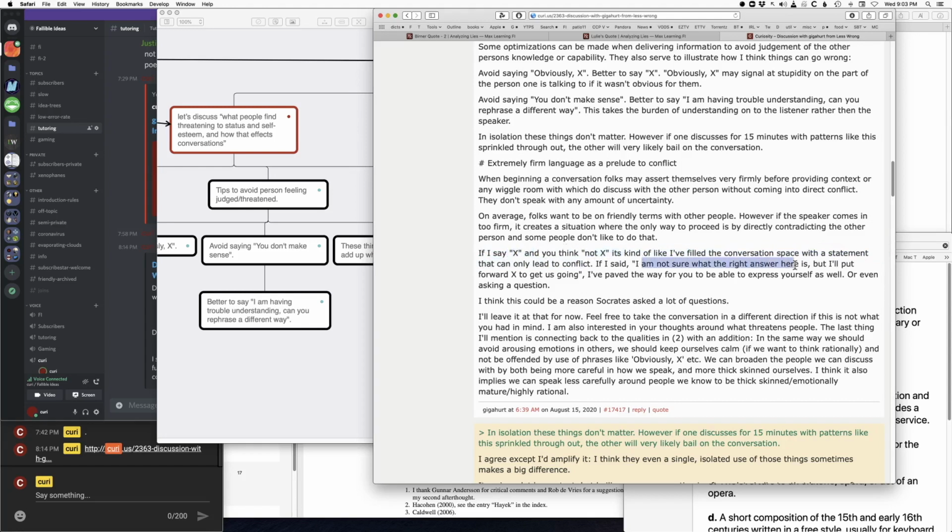If I said I'm not sure what the right answer here is, but I'll put forward the question to get us going, I've paved the way forward for you to be able to express yourself as well, or even asking a question. So this kind of thing is fine when it's an option, but I think the most important thing, in my opinion, is to be honest. Sometimes if I say I'm not sure what the right answer here is, I would be lying. I might have a firm opinion already.